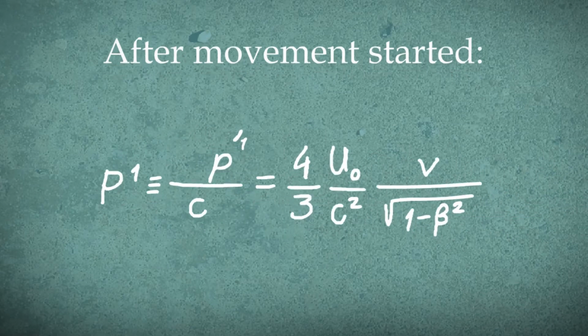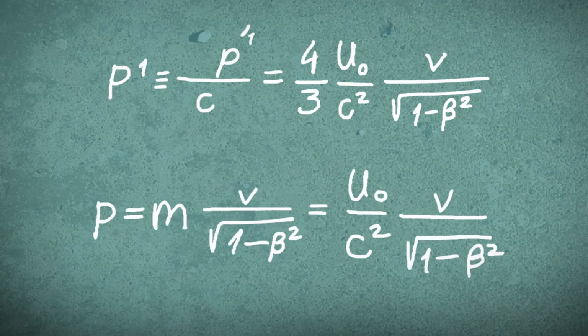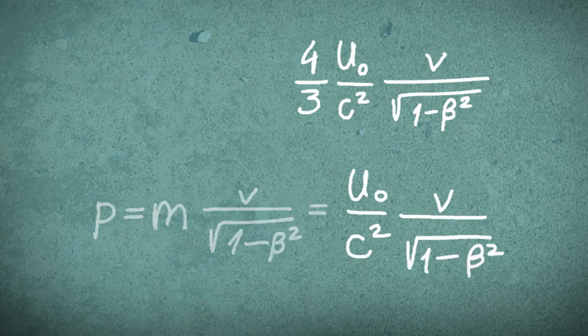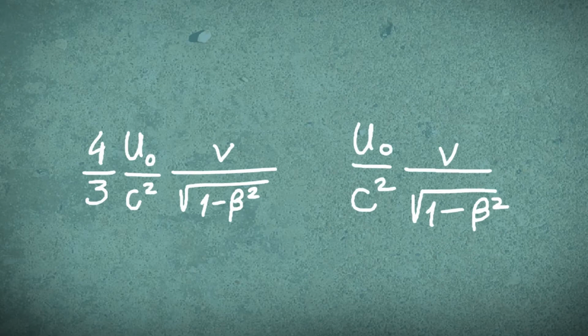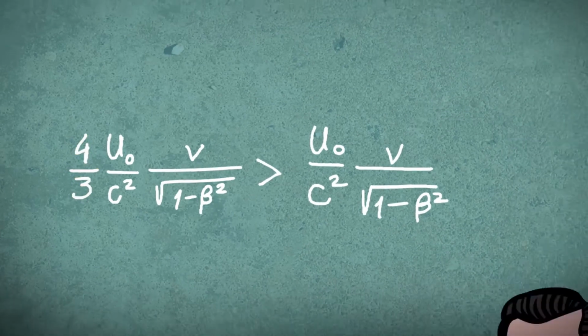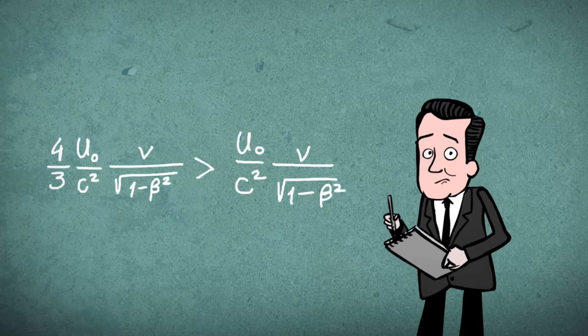But according to Einstein, the momentum should be this. The particle's mass comes out greater by a third from the original stationary electromagnetic mass. That's indeed strange.